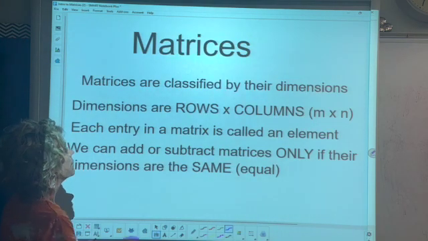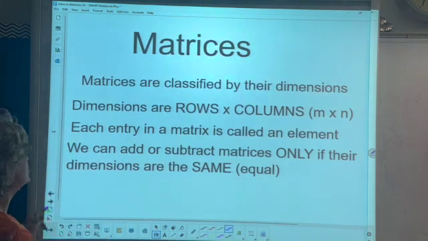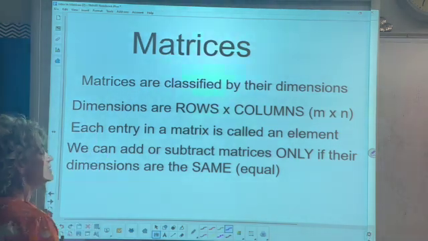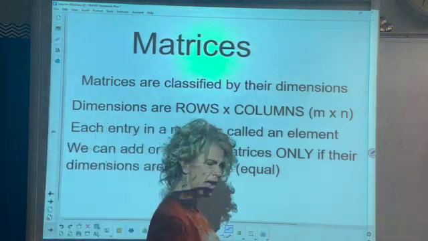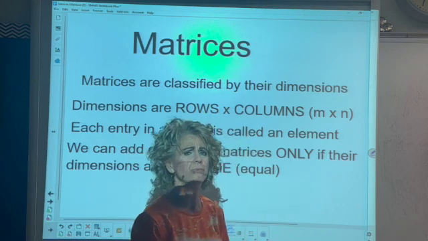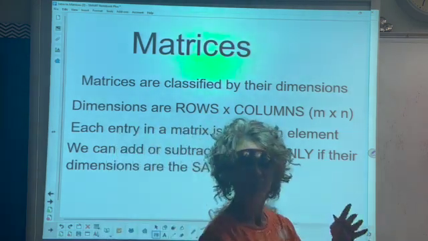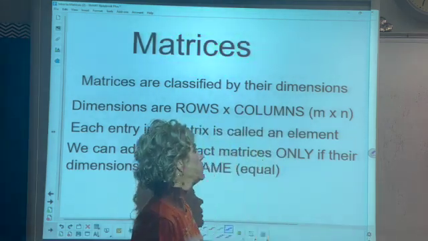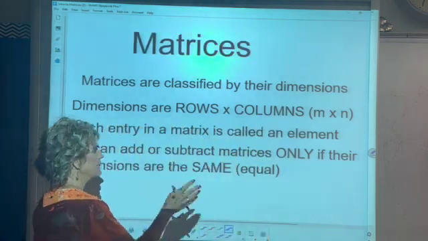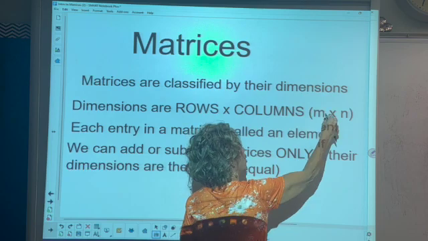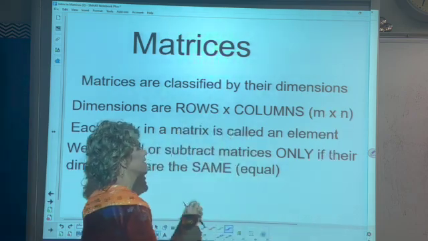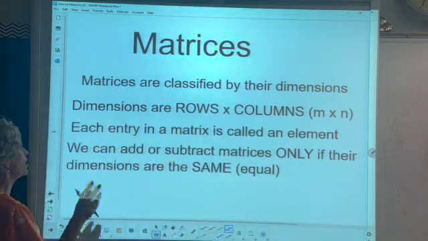Next. Okay, matrices are classified by their dimensions. Dimensions are rows by columns. They can be square, 3 by 3. They don't have to be square. They can be a 4 by 3, a 6 by 2. They can be 1 row and 5 entries. It could be a 1 by 5, okay? But again, M is your rows, N is your columns, and M by N, or rows by columns.